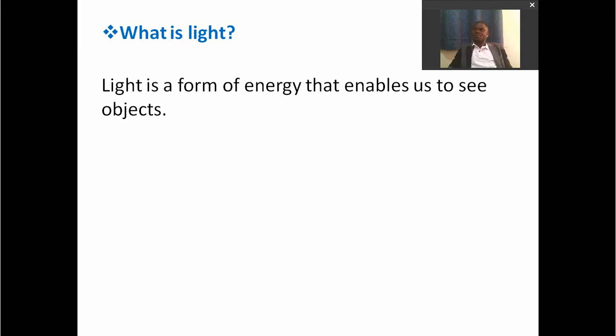Good. Does that mean that without light we can't see objects? You're right. Without light we can't see objects. Are we together? It is light that enables us to see. That's why during darkness you can't see. We shall find out why. Let us see how we see objects. How do we see objects? How are we able to see objects?